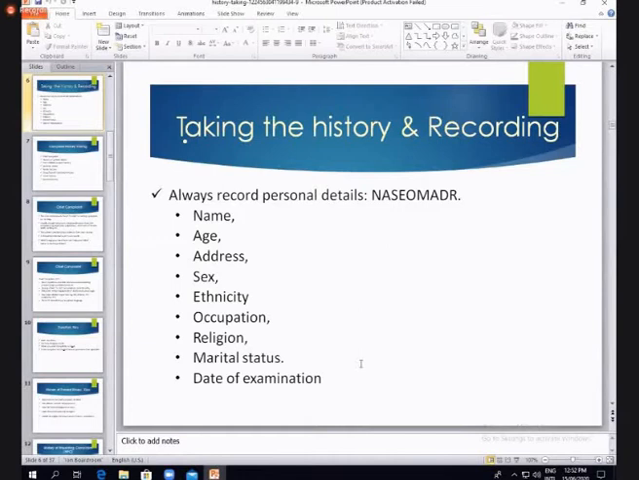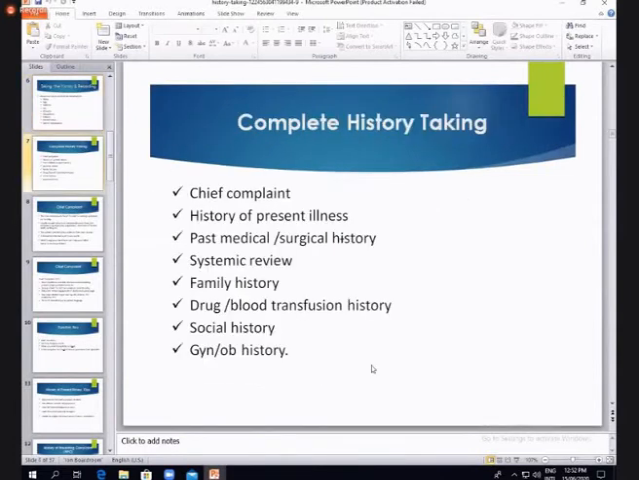So apart from the fact that this is the biodata, which is the basic identity of the patient, it also contributes towards getting a clue towards certain diseases. The history taking is broken into certain headings, which are the chief complaints, which should be a single liner, and it should include the duration from which the complaint has been present or has been existing, the period of time, that is.